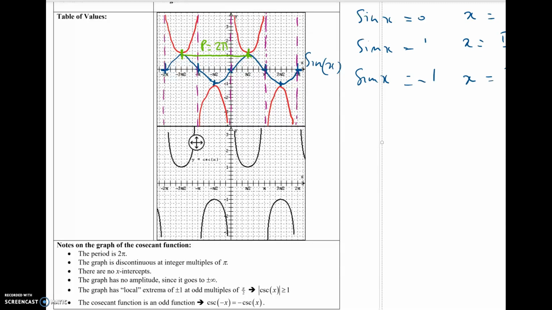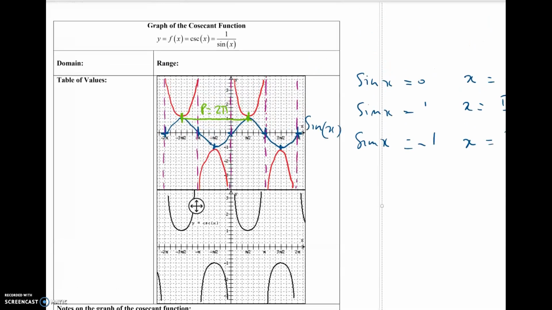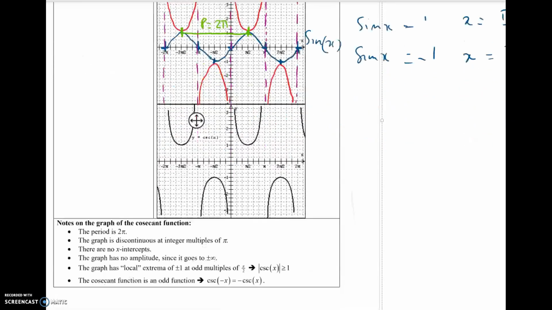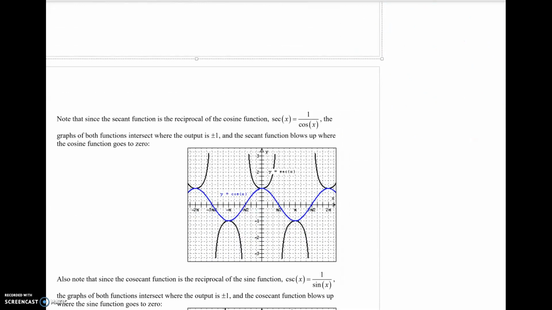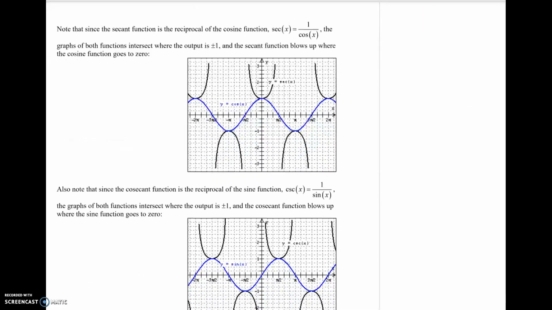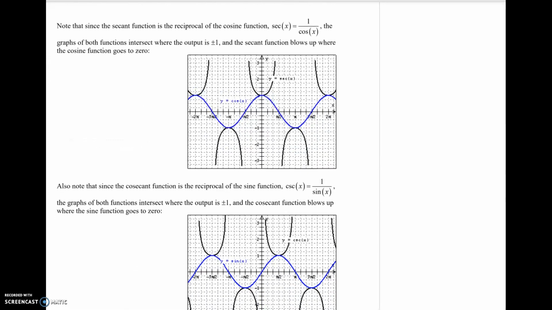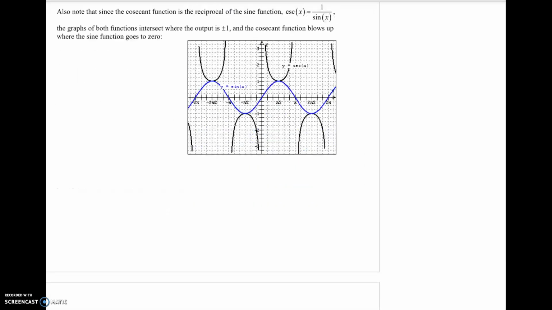All of this stuff, it's something that you can define by yourself when you have the graph in front of you, and obviously finding the graph of cosecant of the angle x is very simple. So I will let you read this. Note that the secant function is the reciprocal of the cosine, and the same thing for the cosecant, which is the reciprocal of the sine function.